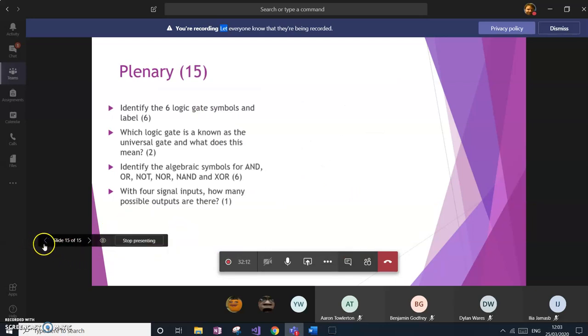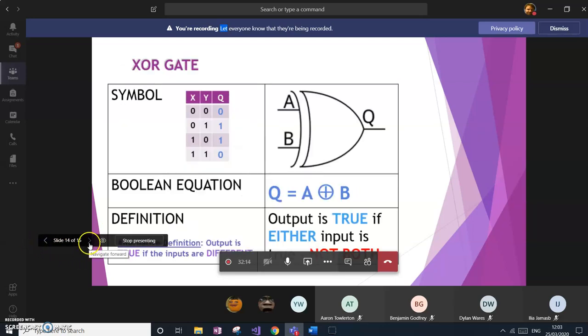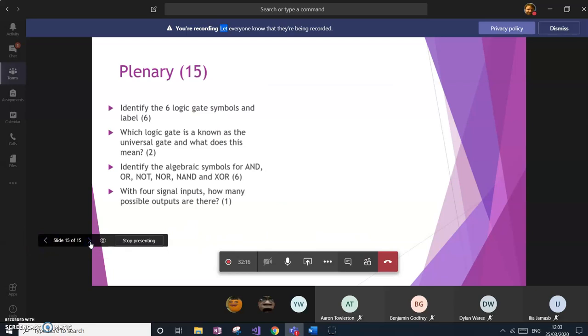That's the plenary for the end of today, so I won't worry too much about that for tomorrow. I think for now, we'll probably give you that as a starter tomorrow. But that is the end of the presentation, and that should give you enough information to get up and running with the exercises in the worksheet.